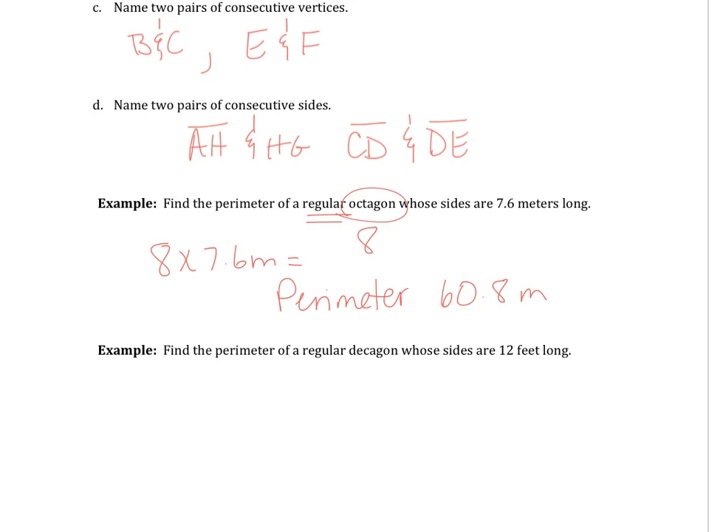Alright, now last example here, perimeter of a decagon. So a decagon has 10 sides, and again, it's regular, so I know that the perimeter is going to be equal to 10 sides times that 12 feet. So I know that the perimeter is 120 feet.